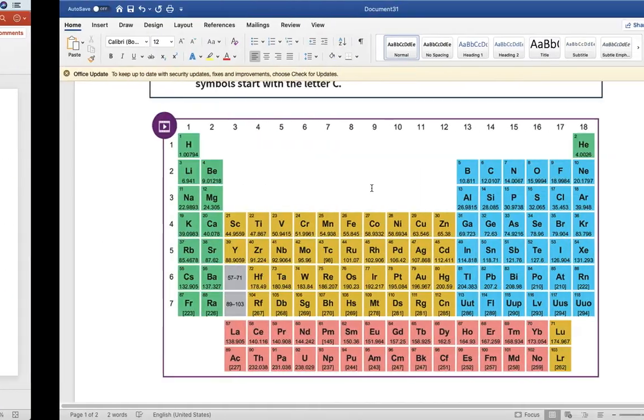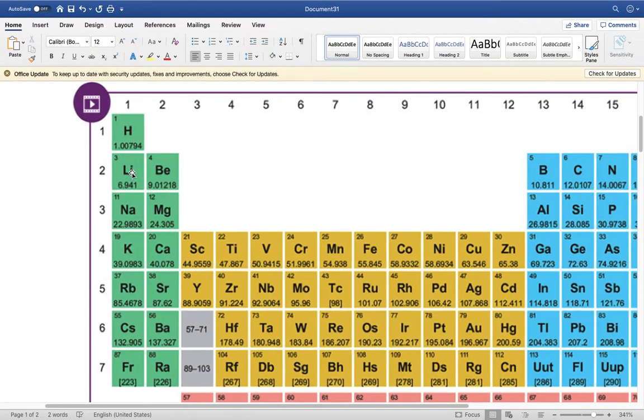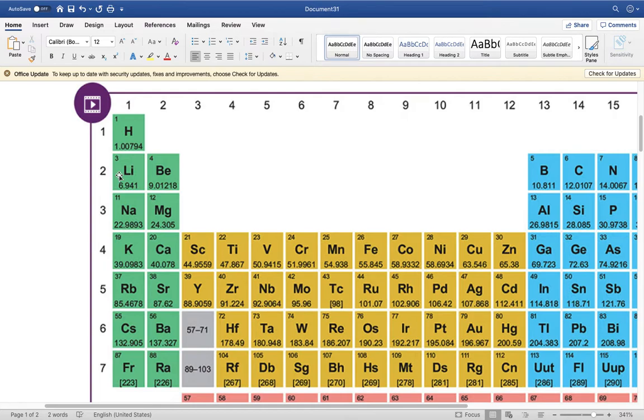So if I go back here again, Li there. Li is lithium. That makes sense. It's English. Be is beryllium. Again, that's based on the English. Mg is magnesium, based on the English. Now look here. Na is sodium. Okay, so that's not based on English. That's Latin. K is potassium. So again, not based on English.